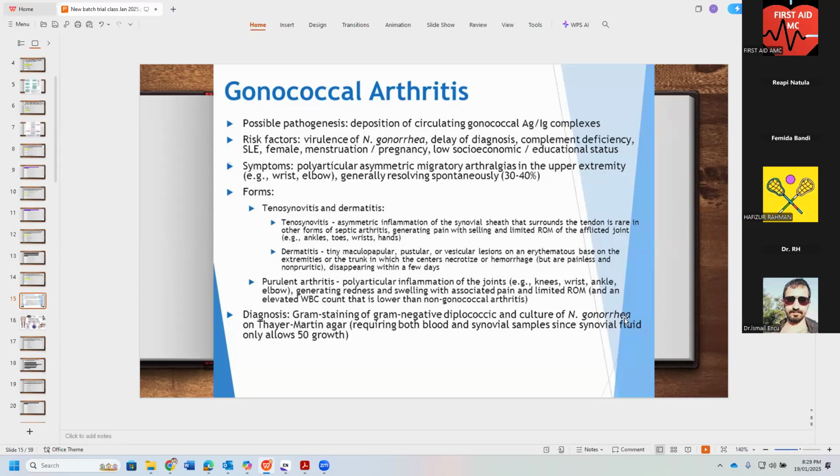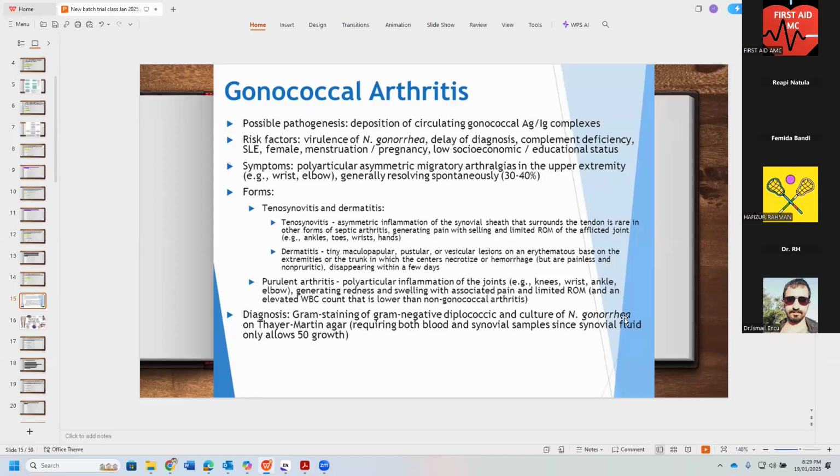Gonococcal arthritis is because of the deposition of circulating gonococcal immunoglobulin complexes. Risk factors are virulence of the gonorrhea, untreated gonococcal infection, an immunocompromised patient, SLE, female menstruation or pregnancy, and low socioeconomic and educational status. They can have polyarticular asymmetrical migratory arthralgias, tenosynovitis, and dermatitis. Tenosynovitis can be asymmetrical, and any joint tendon can be involved.